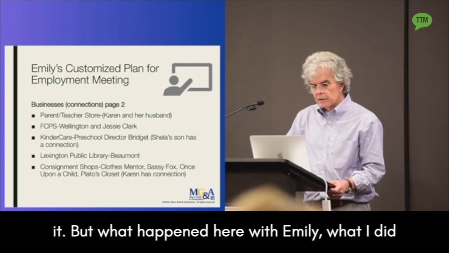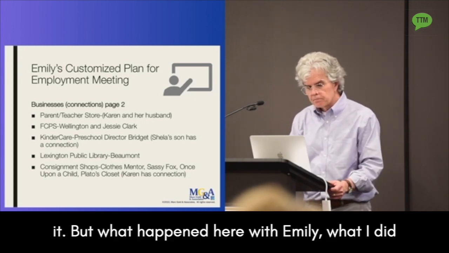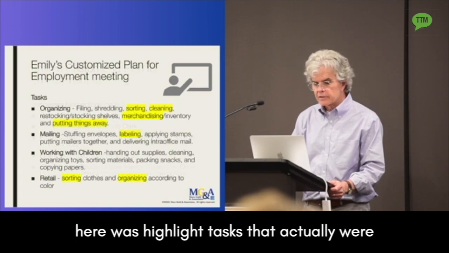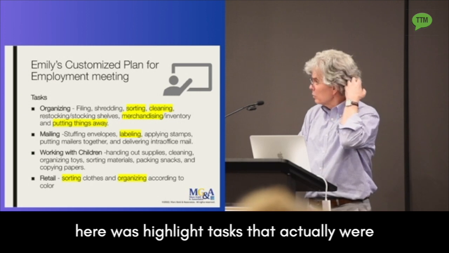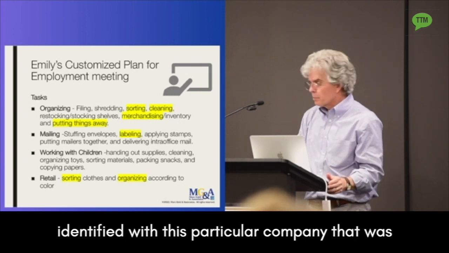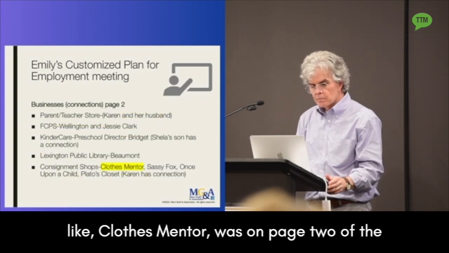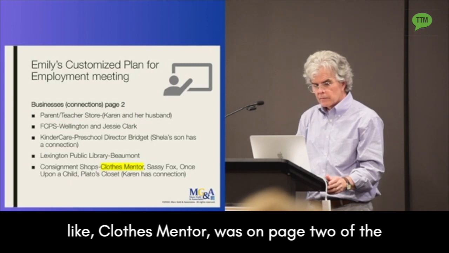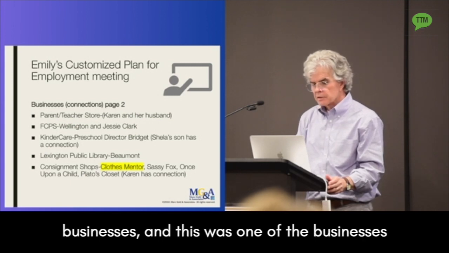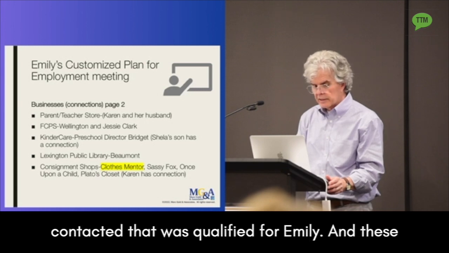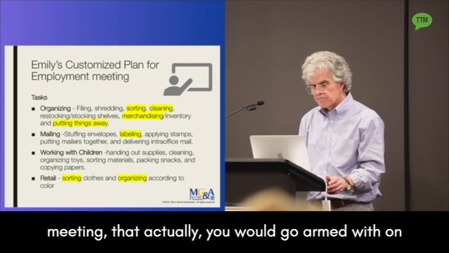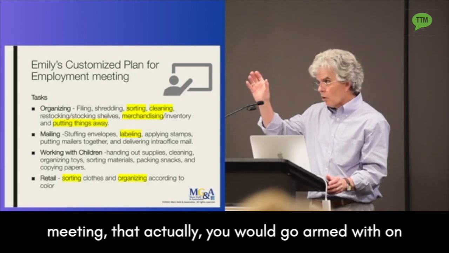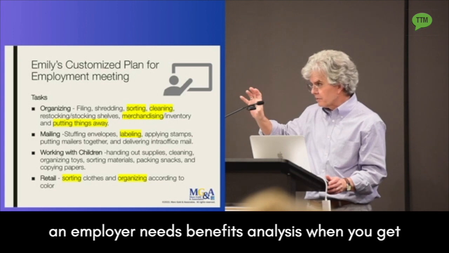But what happened here with Emily, what I did here was highlight tasks that actually were identified with this particular company, Close Mentor, which was on page 2 of the businesses. And this was one of the businesses contacted that was qualified for Emily. And these were the tasks that had been named in her planning meeting that you would go armed with on an employer needs benefits analysis when you get to do that.